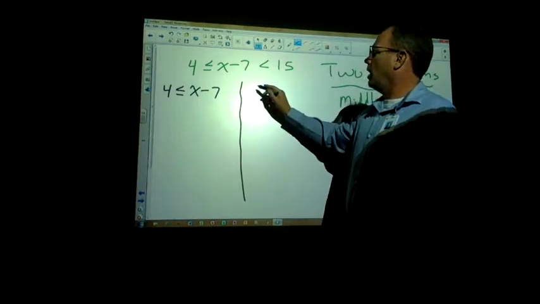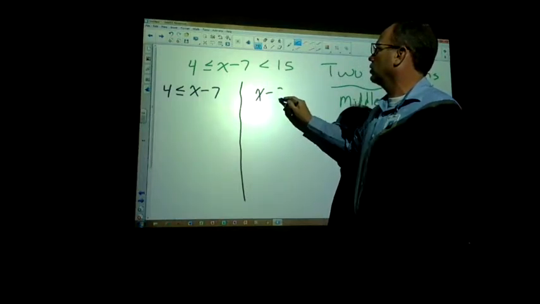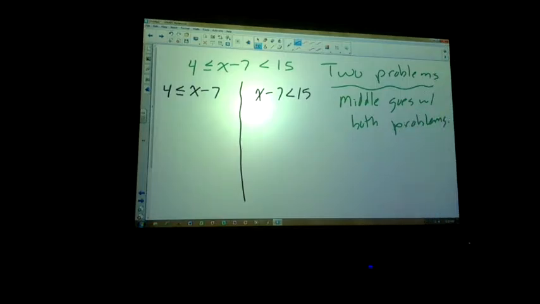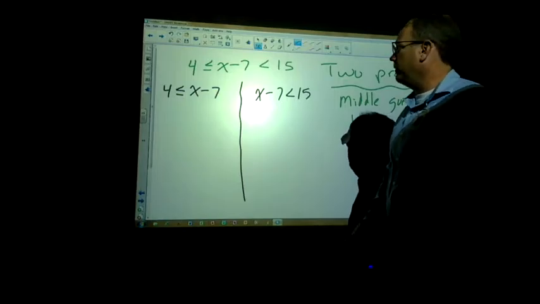Our other problem is this. Is that right? You get it now. So the middle goes with both problems. Everybody with me how this works? Yes, sir. So then let's do each problem individually.